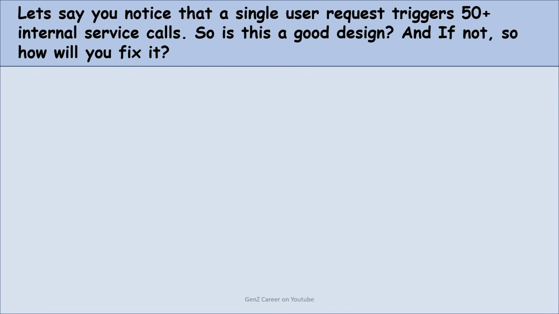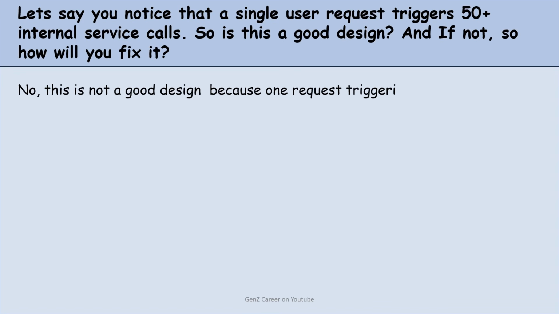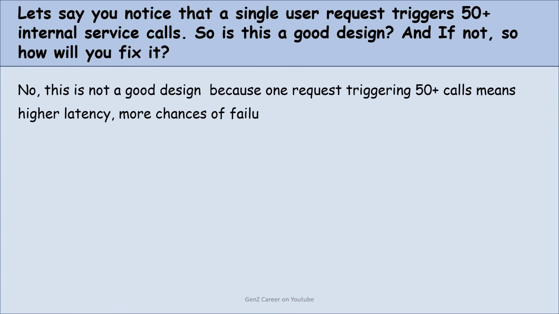Next question is, guys, let's say you notice that a single user request triggers 50 plus internal service calls. So is this a good design? And if not, how will you fix it? So actually this is not a good design, because one request triggering 50 plus calls means higher latency, more chances of failures, and unnecessary load on the system.